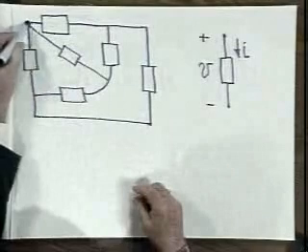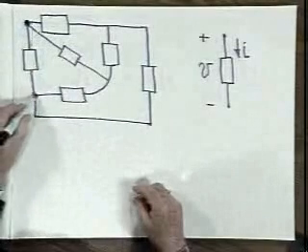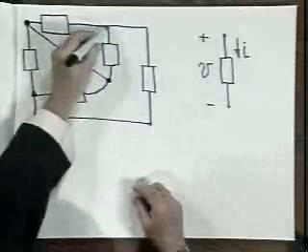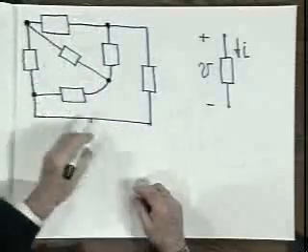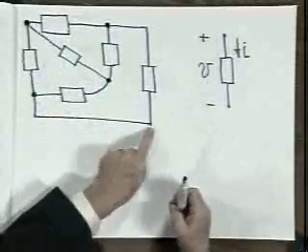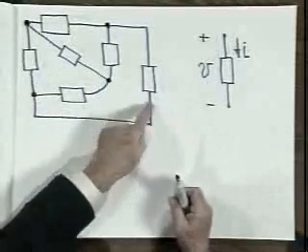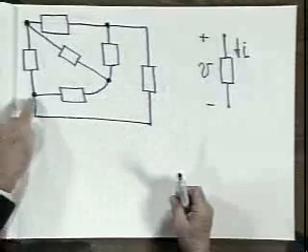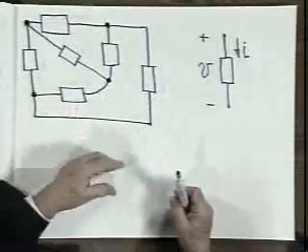So this is a node. This is a node. This is a node. And this is a node. There are 4 nodes in this circuit. This point is not a node. It is simply an extension of the connection to this element over to the connections of these 2 elements.